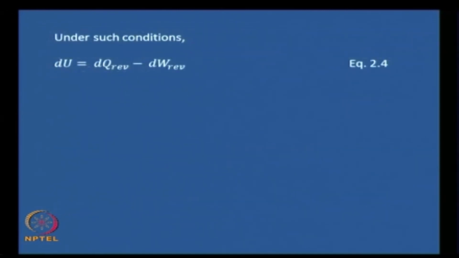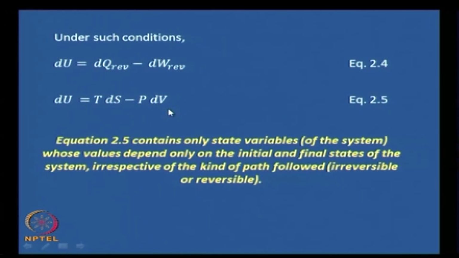Now let us put this all together. We can write under such conditions du equals dq reversible minus dW reversible, just substituting the terms into the first law. Looking at whatever we did earlier, dq reversible was tds, and dW reversible in our particular case right now is pdV. Therefore du equals tds minus pdV, and please pay a little bit of attention to this. This is a very important and useful idea, concept, whatever you want to call it.